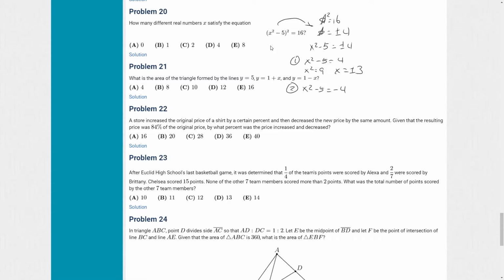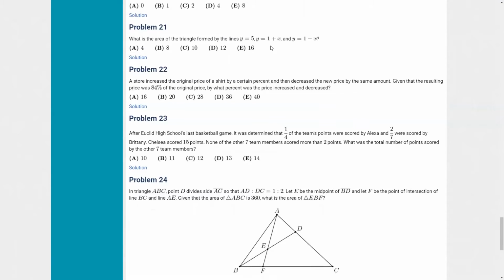There's a second case though. x squared minus 5 equals negative 4. So in the event that x squared minus 5 is negative 4, x squared equals positive 1. So in order for x squared to be 1, x needs to be plus or minus 1. Negative 1 squared is 1, positive 1 squared is 1. So we have 2 options and 2 options totaling 4 different options. So how many different real numbers x satisfy the equation? It is 4 different real numbers x.